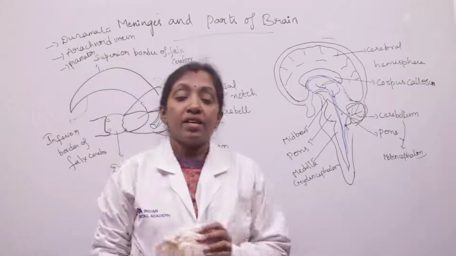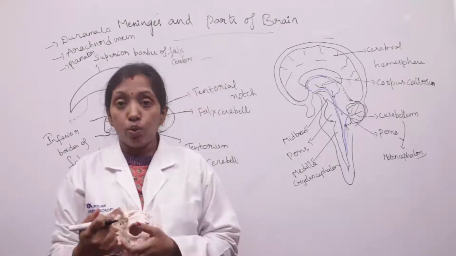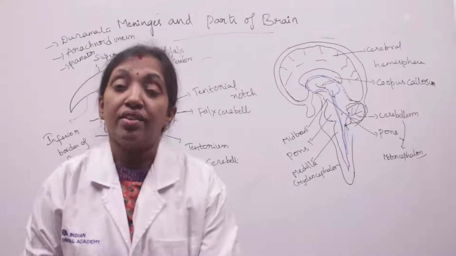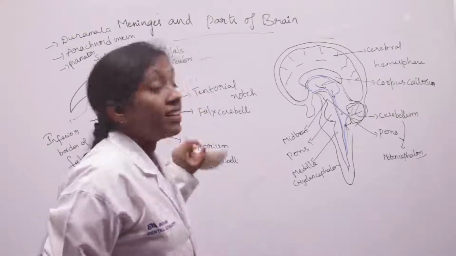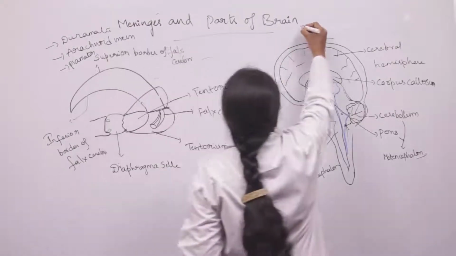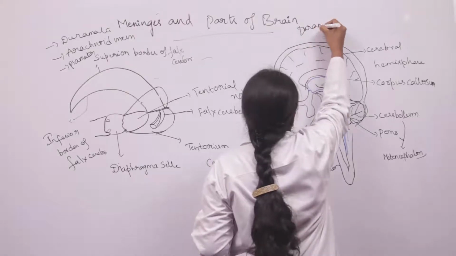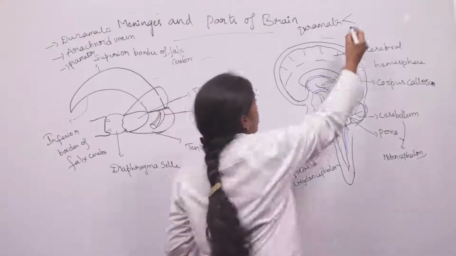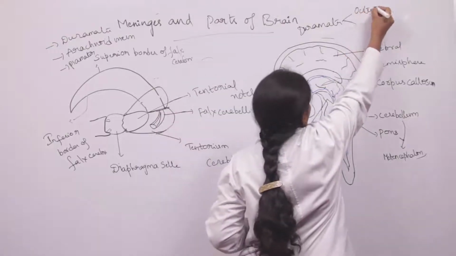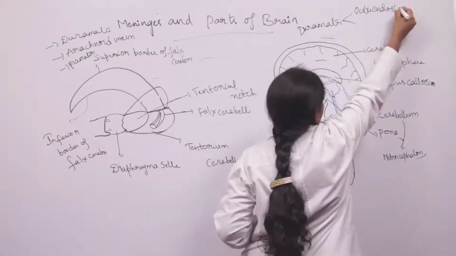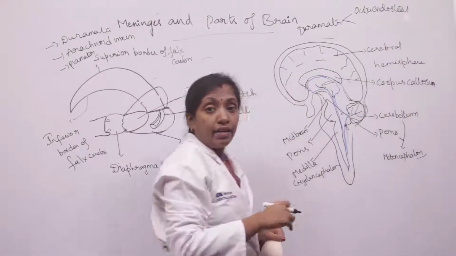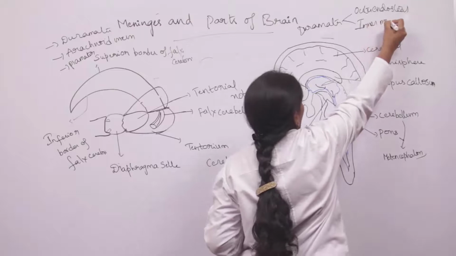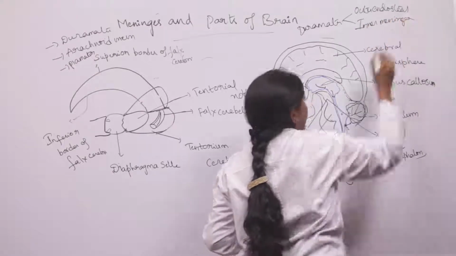Coming to the dura mater, the cranial dura mater consists of two layers: outer endosteal layer and inner meningeal layer. Okay, got it? Outer endosteal layer and inner meningeal layer.